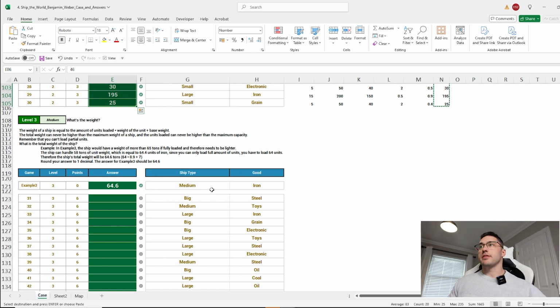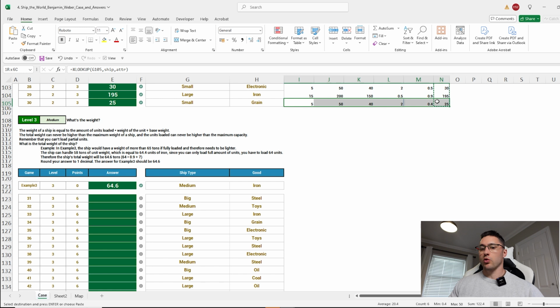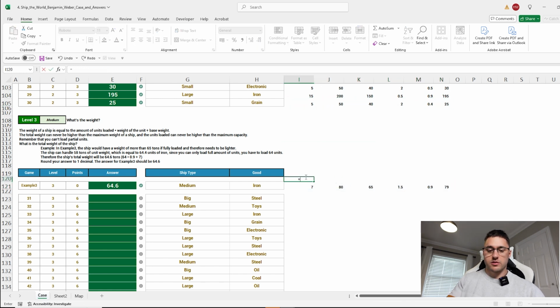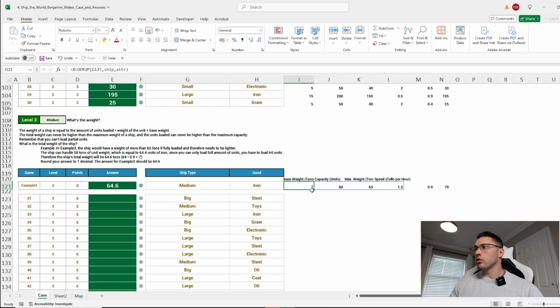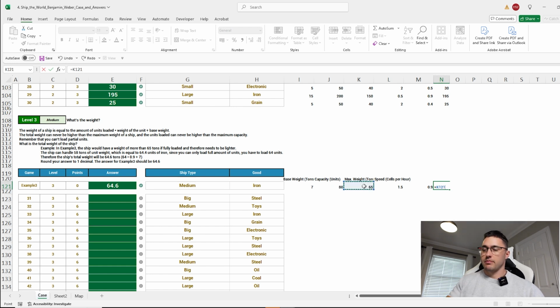Next we have exactly the same thing, but the ship cannot be loaded past its maximum capacity or exceed its maximum weight. So let's do that again. Let's just pull the headers so I don't get confused about what's what. So this time we want to figure out how much capacity we have left. So we're going to take the maximum weight minus the base weight of the ship. So that gives us our spare capacity.